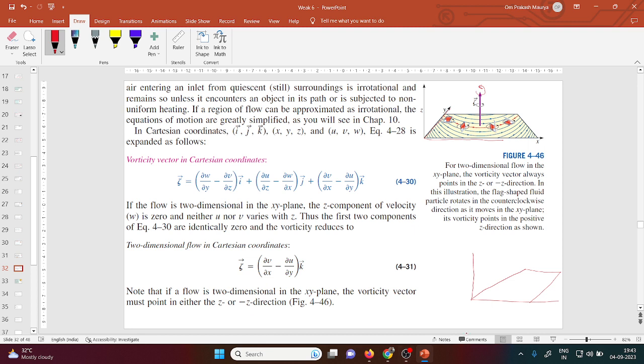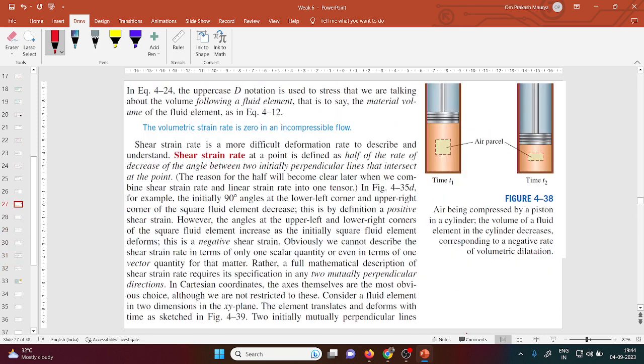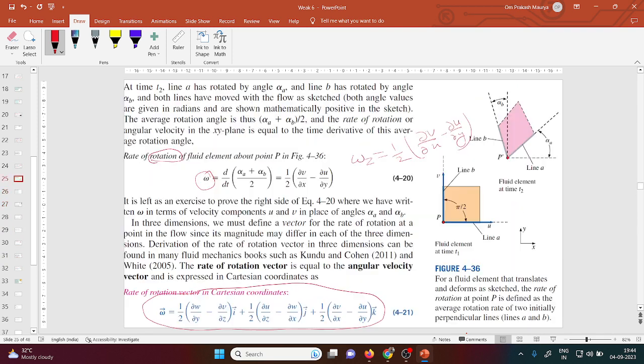If you want to write your rotation in the x direction, then what will happen? Your fluid particle rotates like that. As you see here, this is the x direction and this is the y direction, the fluid particle is in the xy plane, and the axis of rotation is z. So this is the meaning of the z direction.